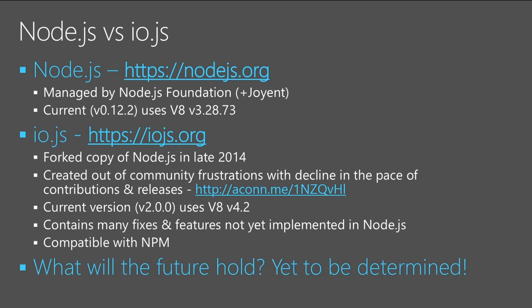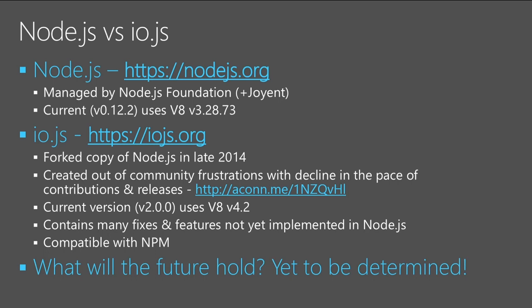Now, why is that important? Well, let's take a step back. In 2014, a lot of the core contributors for Node.js started to get frustrated because they saw contributions declining on GitHub, and they saw that the people managing it were putting a little too much corporate control around it, and even trademarked the name Node.js. So a lot of those core contributors pulled a "I'm going to take my ball and go home." They left, and they created this thing called IOJS. IOJS is a fork of Node.js that was kicked off late last year. It was created out of community frustrations with a decline in the pace of contributions and releases.